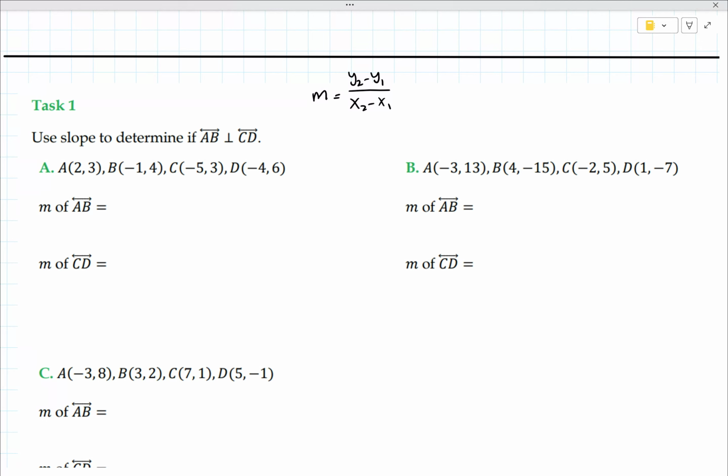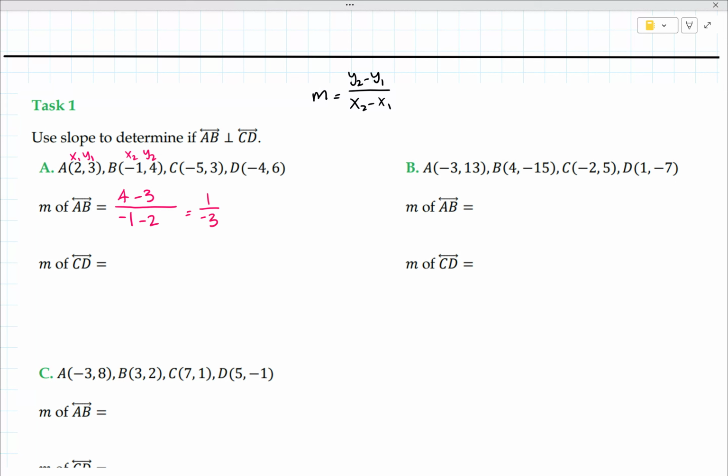Remember before, our strategy here is to help us label our coordinates if that helps. So for the slope of line AB, x1, y1, x2, y2. So I'm going to do the change in y, so 4 minus 3, over negative 1 minus 2. So we get 1 over negative 3.